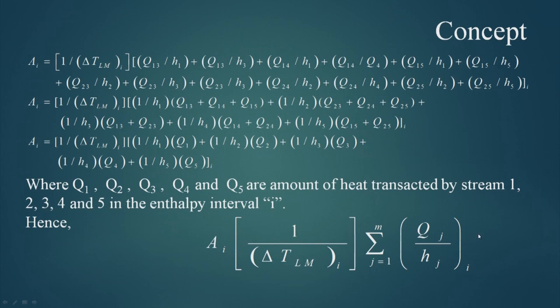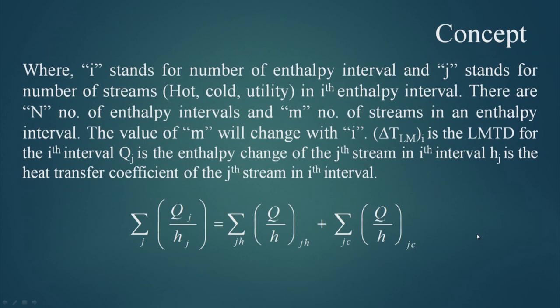Now, here I stands for the number of enthalpy intervals and J stands for the number of streams, hot streams, cold streams and utility streams in the ith enthalpy interval. There are n enthalpy intervals and there are m streams in an enthalpy interval. The value of m will change with I. And delta T LM I is the log mean temperature difference for the ith interval, q_j is the enthalpy change for the jth stream in the ith interval, and h_j is the heat transfer coefficient of the jth stream in the ith interval.